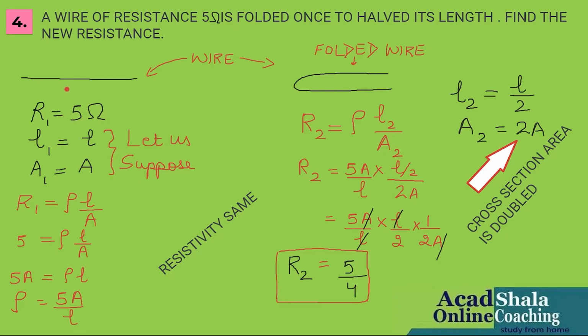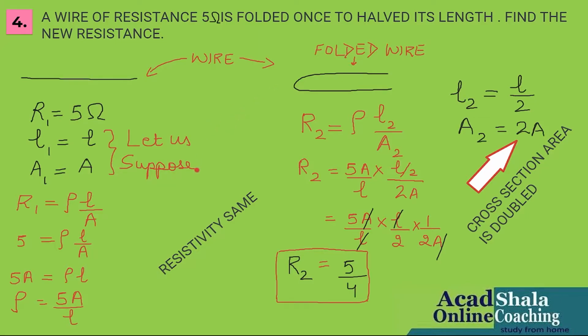So let us do in the first case, L1, that is the length, is equal to L, and A1, that is the area, is equal to A in the first case. Now, to find the resistivity, what I am seeing in the numerical is that the resistivity will be same again.